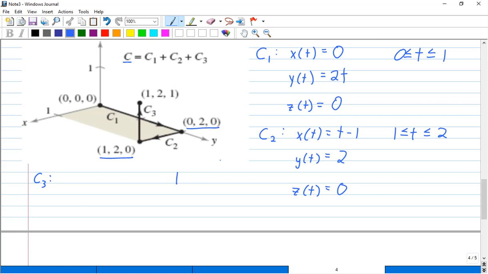For c sub 3, we're going to let t be greater than or equal to 2, less than or equal to 3. So 2 and 3 are the values we're going to use for t here. And we have an x of t, a y of t, and a z of t.